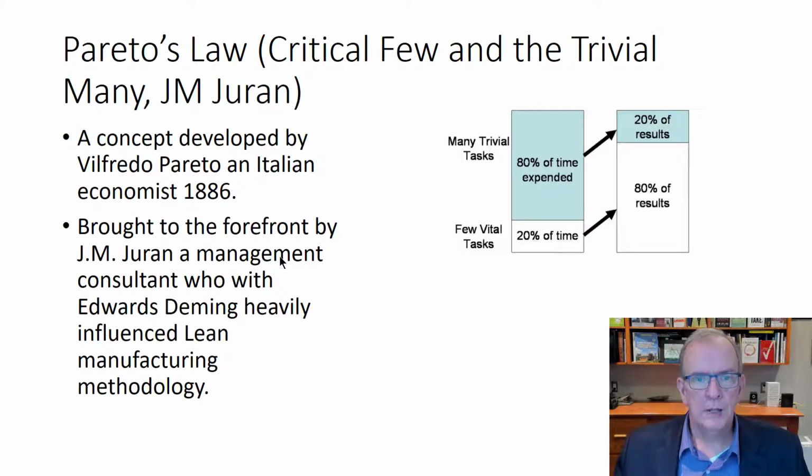The other one, as I mentioned, was J.M. Juran. He was kind of instrumental coming up with Pareto's Law. Now, Pareto came up with Pareto's Law, but it was largely forgotten by the 1950s. Vilfredo Pareto, Italian economist, saw the relationship between 20% and 80%. And so J.M. Juran understood this law and understood how it affected quality.